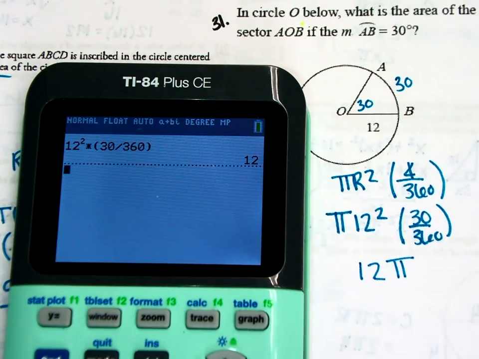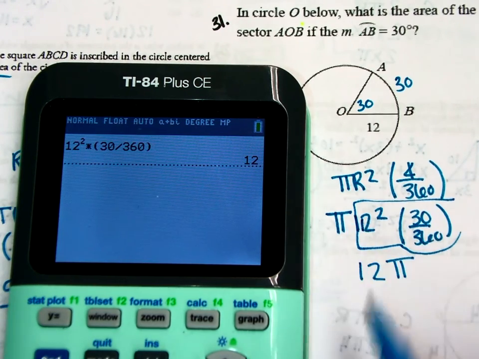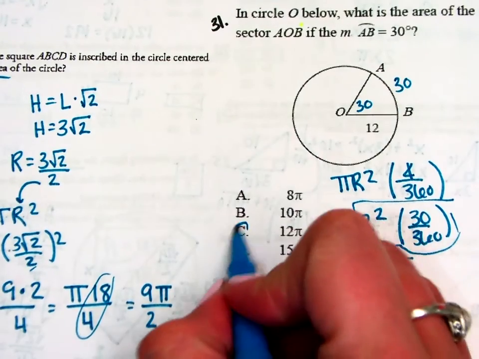Pi goes at the end. So remember, you're just typing this portion in. Oh, that cut off the 1. You're just typing that portion in to help you. Okay? So the answer is C.